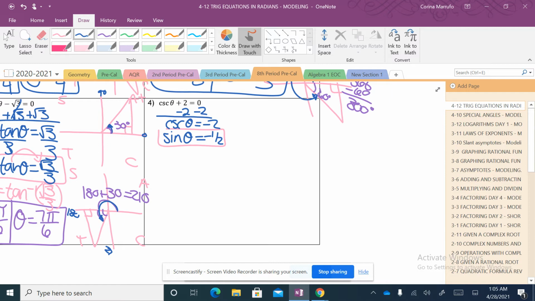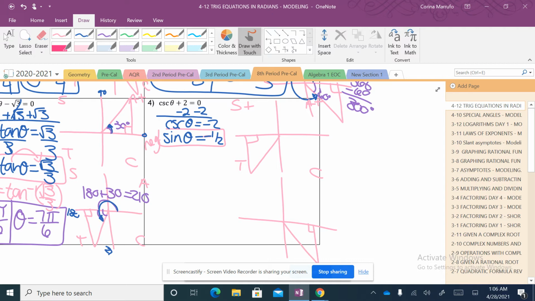We do have to take notice that sine here is negative. That gives us the location of our triangle. So all students take calculus. Sine is going to be positive in the first and the second quadrant. So we're not looking for when it's positive, we're looking for when it's negative, because it's equal to negative 1/2. That means that it's going to be negative in the third quadrant and in the fourth quadrant.